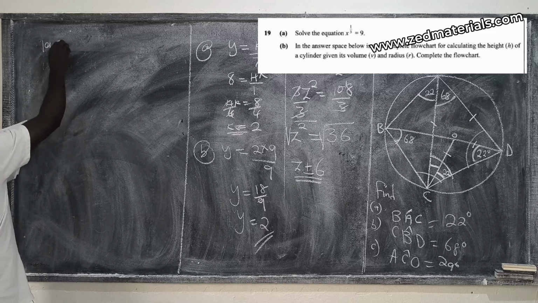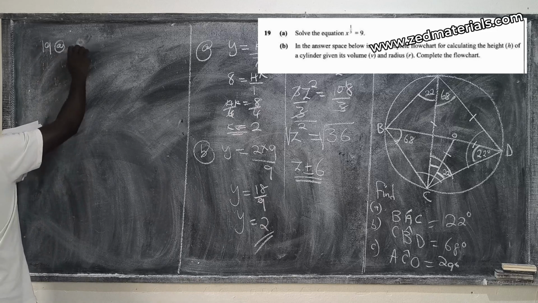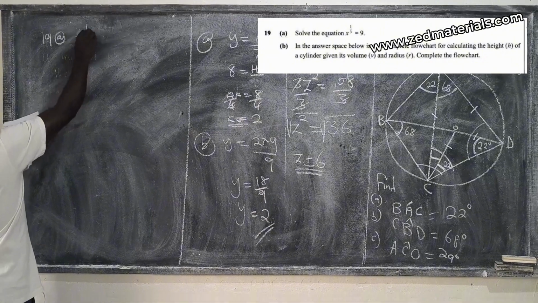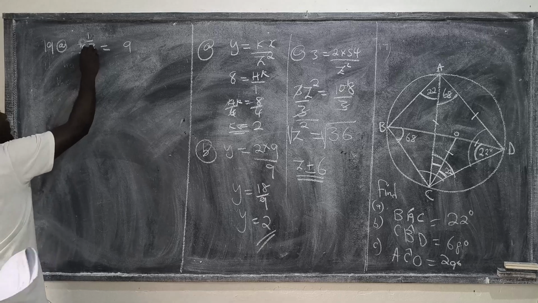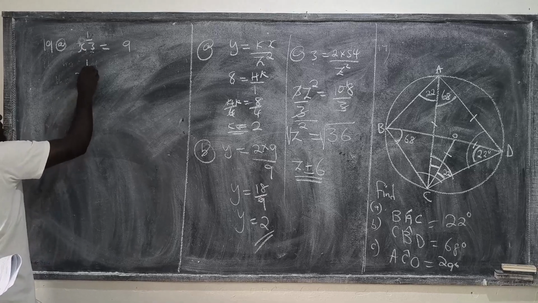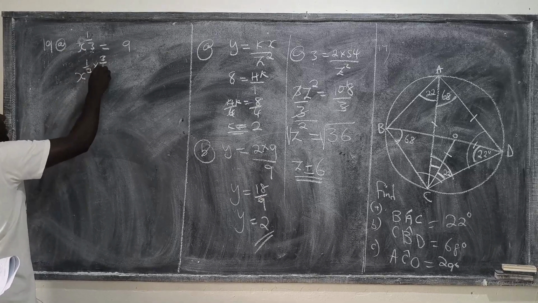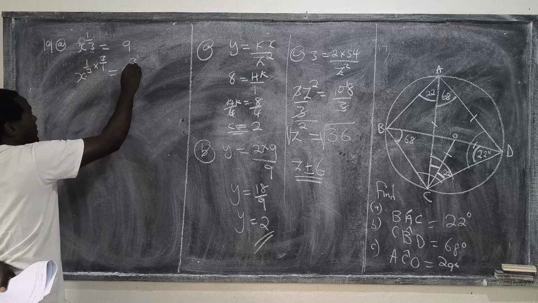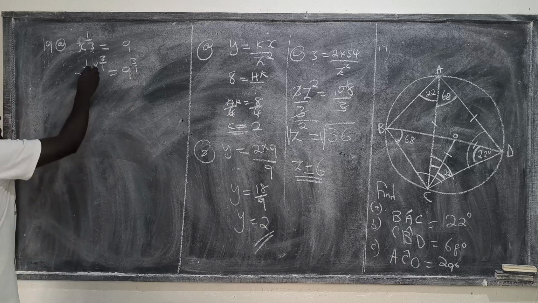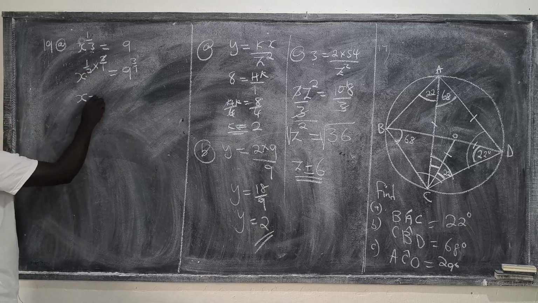So 19a, you have x to the power 1 over 3 is equal to 9. So you're going to say, what is the reciprocal of 1 over 3? So you say x to the power 1 over 3 multiplied by 3 over 1, this is the reciprocal of 1 over 3, is equal to 9 to the power 3 over 1. All right, so this and that, they'll cancel. You have x is equal to 9 to the power 3.